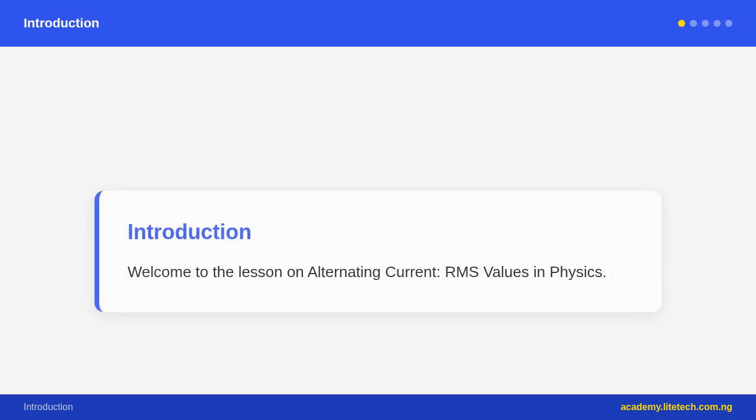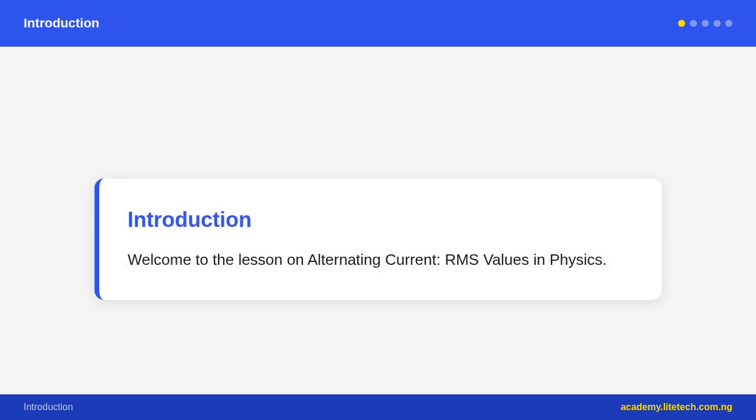When you plug your phone charger into a socket, you are using alternating current. The voltage and current are sinusoidal, oscillating back and forth 50 times per second in Nigeria. But how do we specify the effective voltage or current for an AC supply? The answer is the root mean square, RMS, value, the topic of today's lesson.